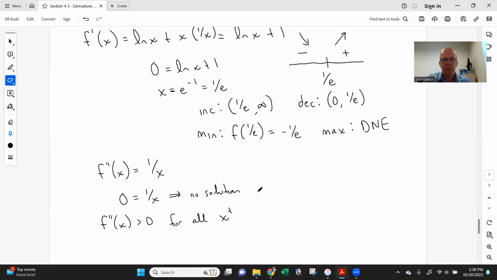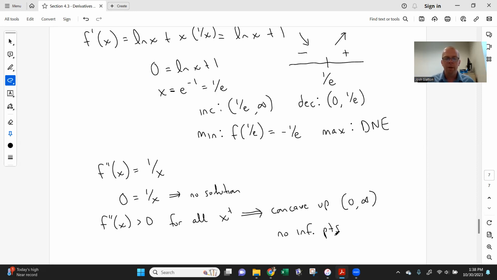Since it's always positive, that means we are concave up on the entire domain. That means we're never concave down and there are no inflection points.